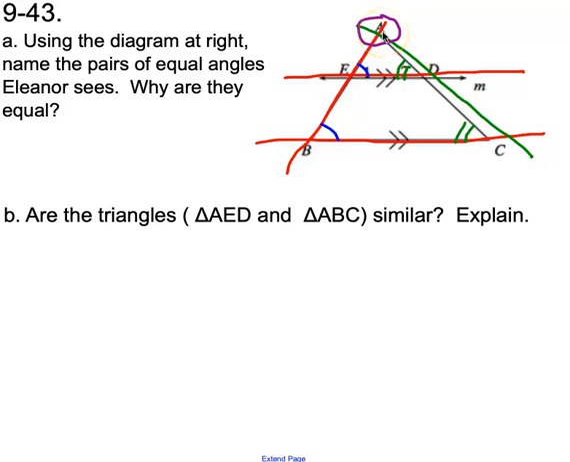So what would I write? I would write down right here that angle B and angle 1 are equal because they're corresponding. Then I'd say, and it's right here, it's 2, that angle C and angle 2 are equal because they're corresponding.